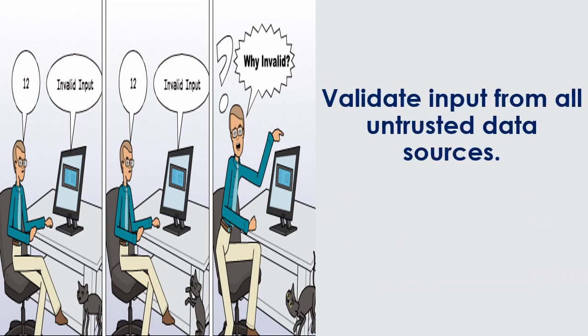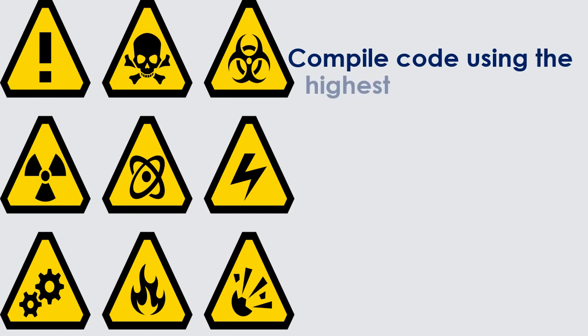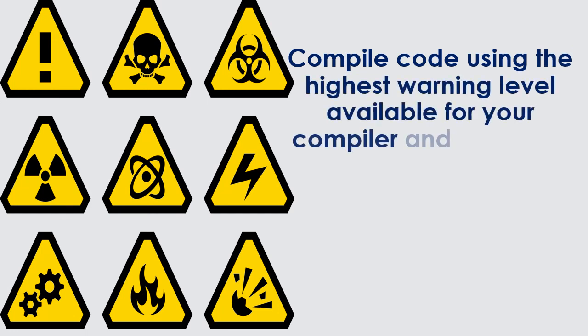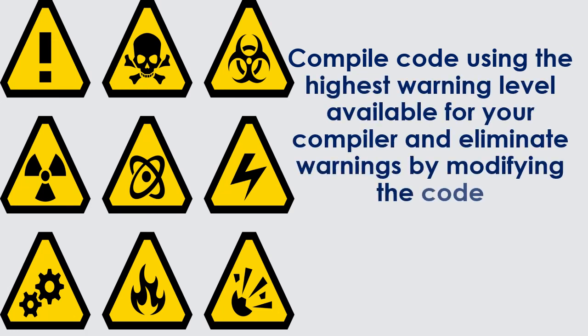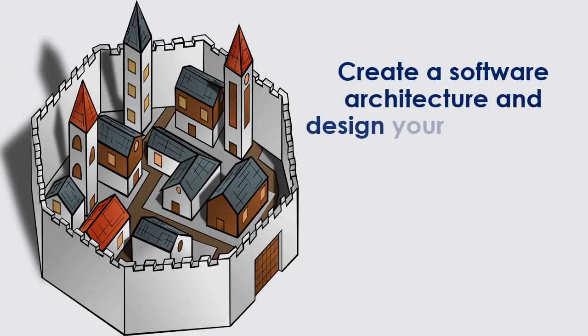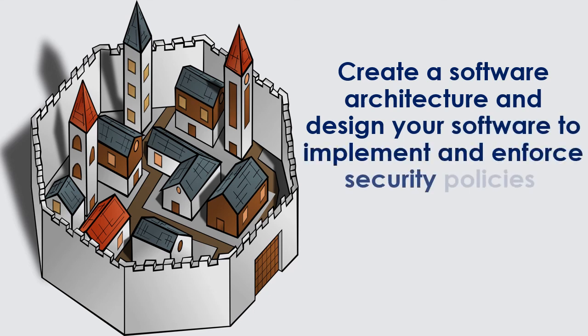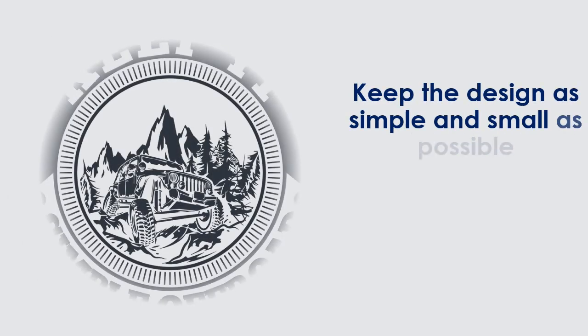Validate input from all untrusted data sources. Compile code using the highest warning level available for your compiler and eliminate warnings by modifying the code. Create a software architecture and design your software to implement and enforce security policies. Keep the design as simple and small as possible.